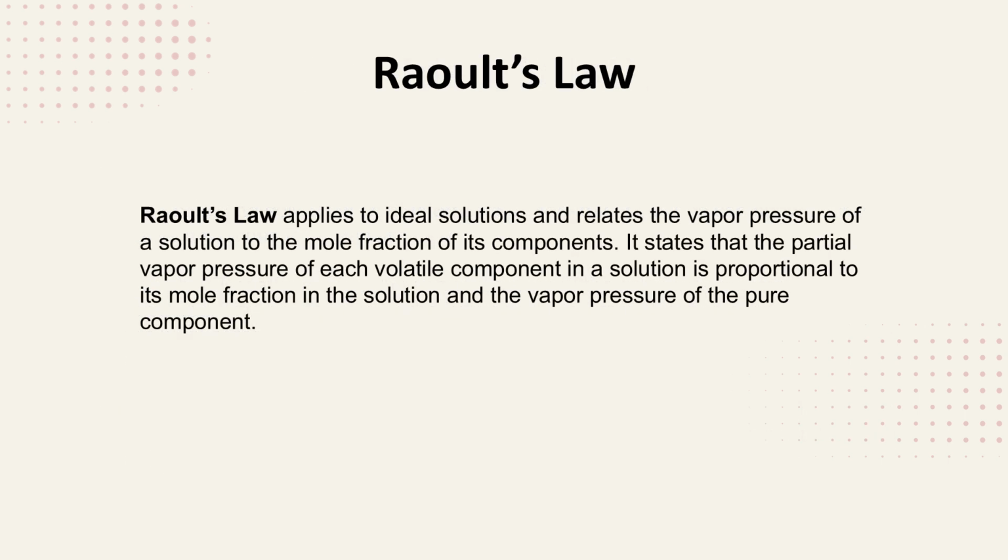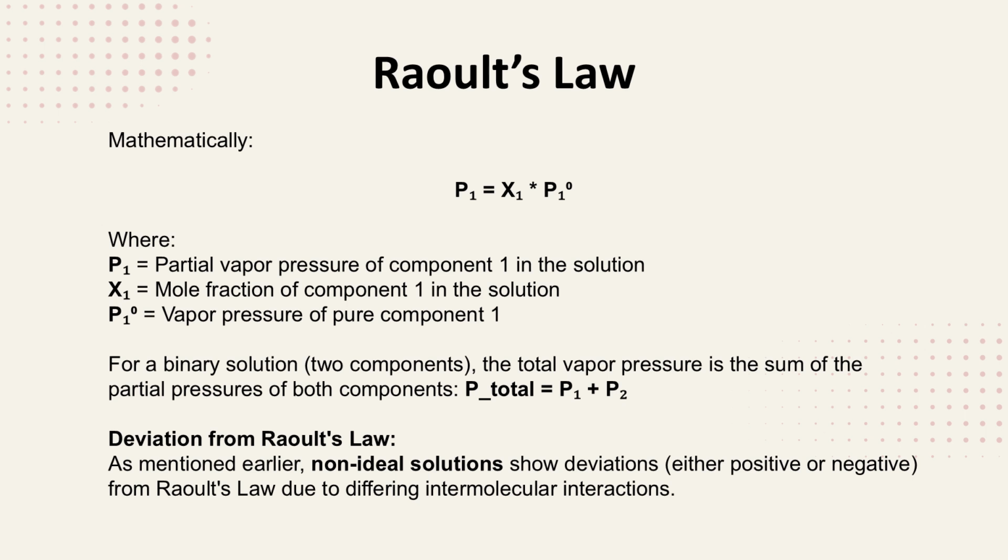Raoult's law is fundamental to understanding solutions, especially ideal ones. It states that the partial vapor pressure of each volatile component in a solution is proportional to its mole fraction and the vapor pressure of the pure component. Mathematically, this can be expressed as P1 = X1 × P1°, where P1 is the partial vapor pressure of component 1 in the solution.